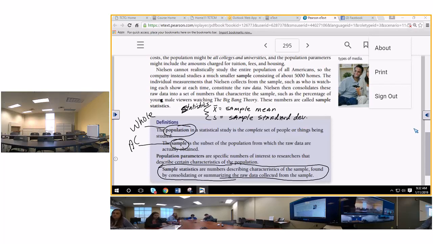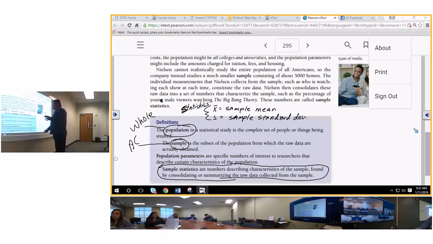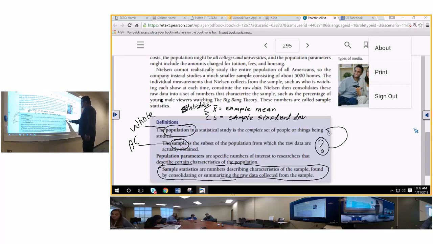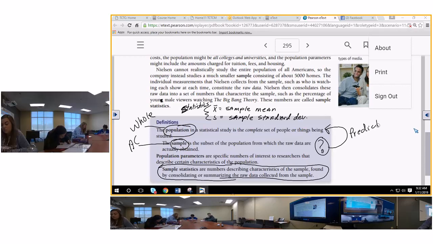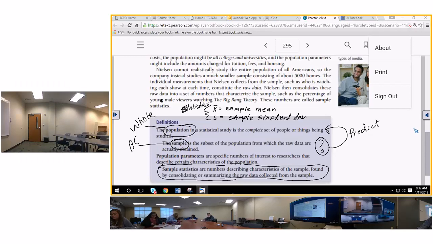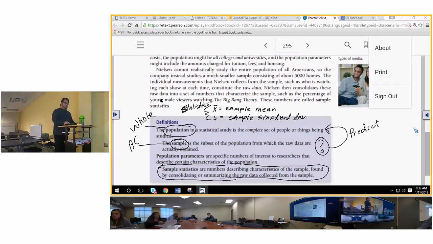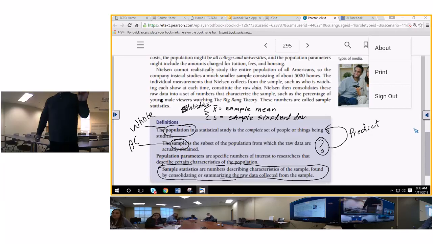So why do we want to use the sample to predict the population? Does anybody have any idea? Well, what are the two most important things in all of our lives? One starts with a T and the other starts with an M. Time and money. Good job. Your parents did well. If I do the sample, I'm saving time and money.